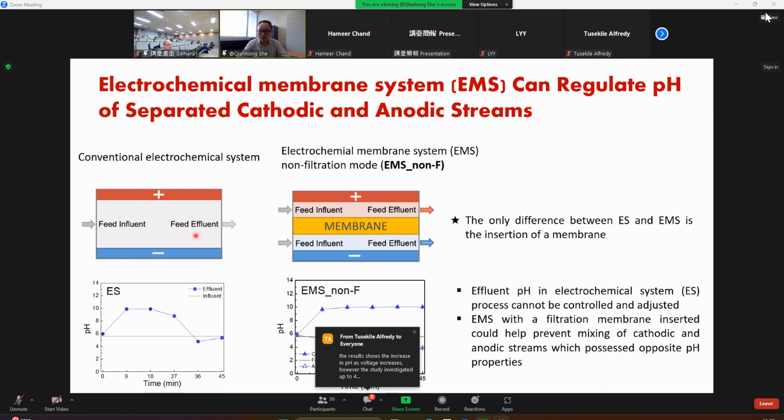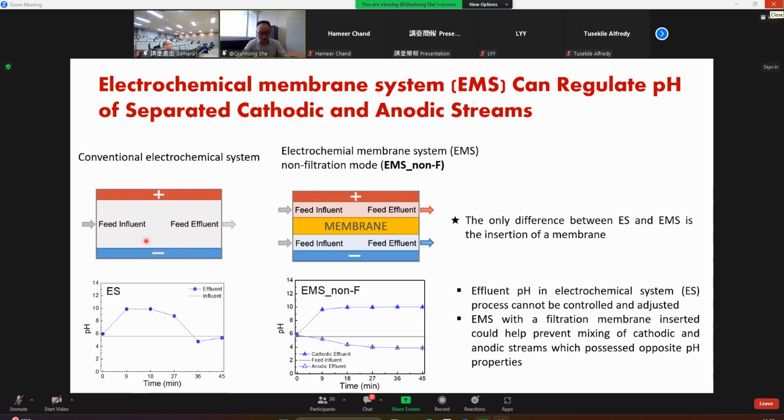So for this configuration, there's no membrane inserted. In this case, you can see this configuration is very similar to a conventional CDI cell, right? So we measured the effluent pH. Although initially there's some change of the pH, at the effluent the pH gradually returned to the same level as the influent pH. Again, this is because there's a mixing between the cathode stream and anode stream, so the pH is neutralized, even though there's production of hydroxide or hydrogen ions.